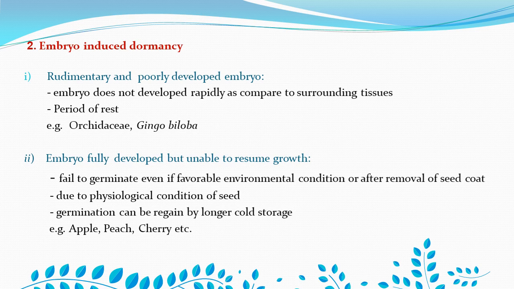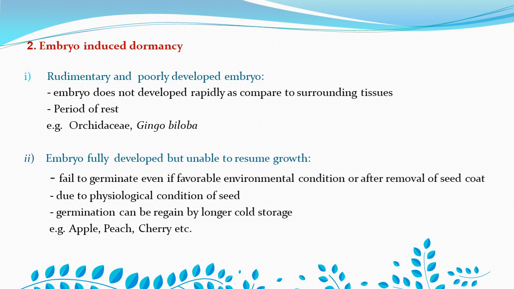After a period of rest, this type of embryo gets fully developed and germinates into a new plant. This type of dormancy is mainly found within the family Orchidaceae. Orchid, everybody knows the plant orchid.